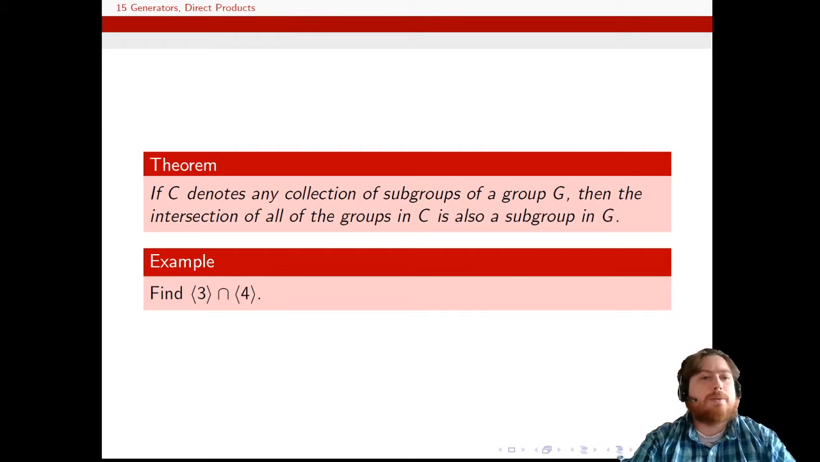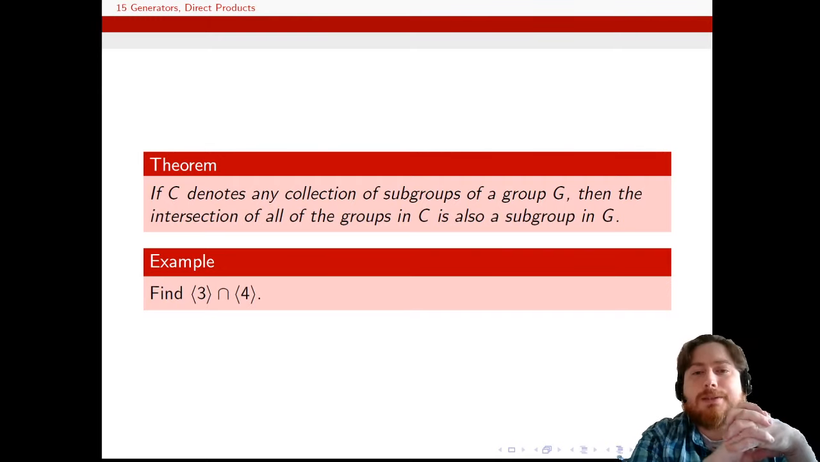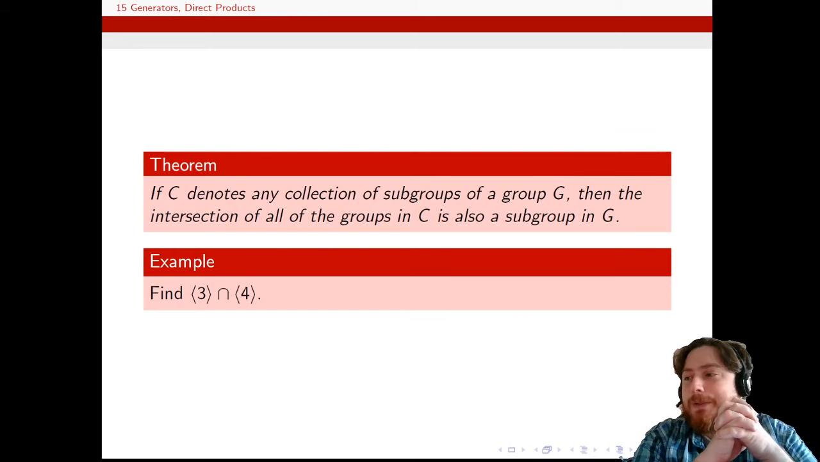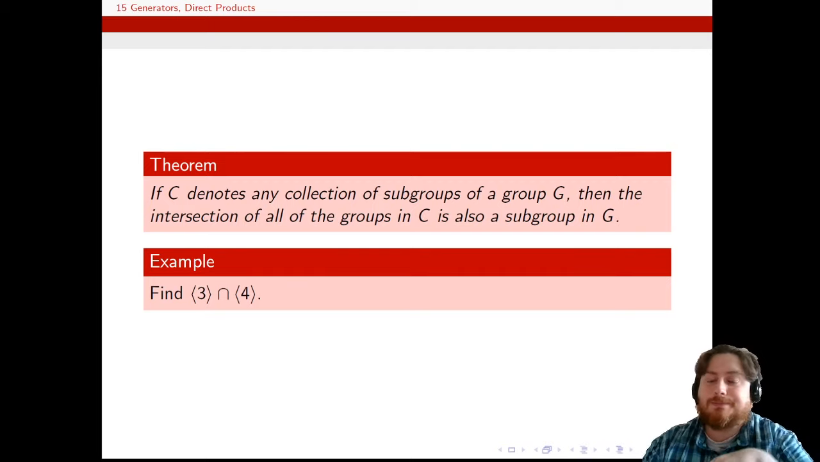So what I want to do is work with that a little bit. And so here I'm going to say that if C denotes the collection of any subgroups of G, then the intersection of all those groups is again a subgroup. So let's think about, what does that mean? Well, it means if I take a bunch of subgroups of G and I find the intersection, which is the stuff that's in all of them, this will also be a subgroup of G.